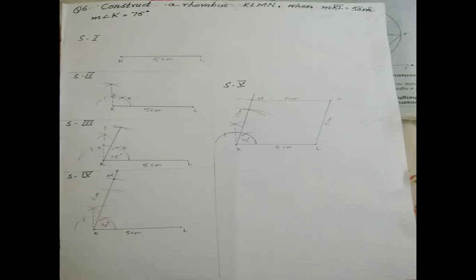Open your compass 5 centimeters, put it again on point K and cut the angle of 75 degrees. There will be point M. In the last step, with the same radius, put your compass on point L and draw the arc, again put your compass on point M and draw the arc. Both arcs meet each other at point N. Join N with L and N with M.